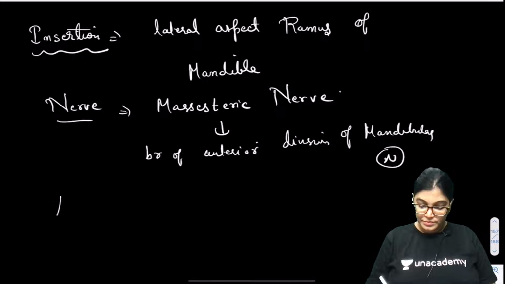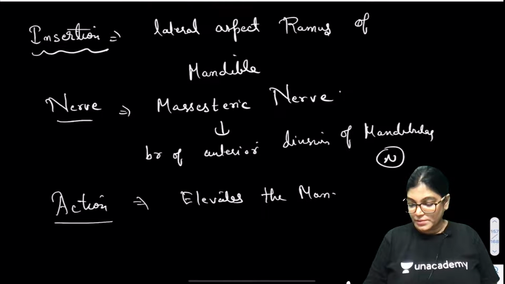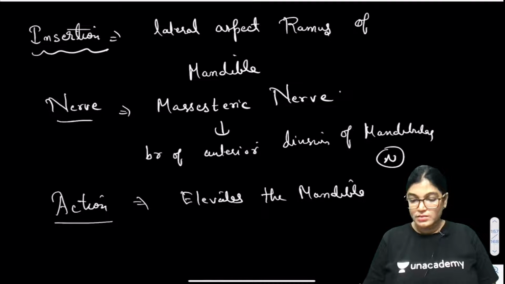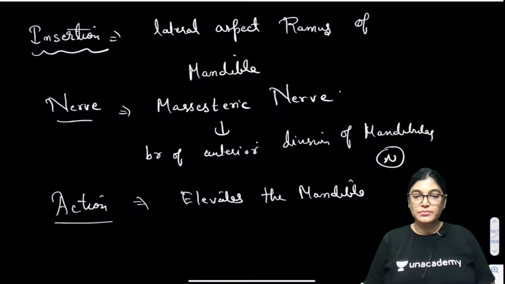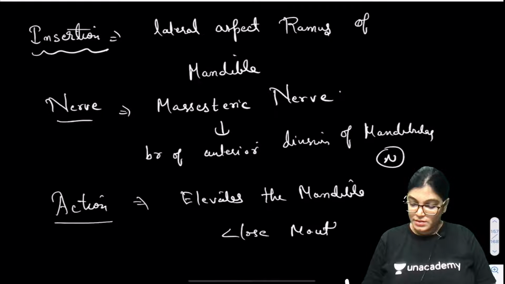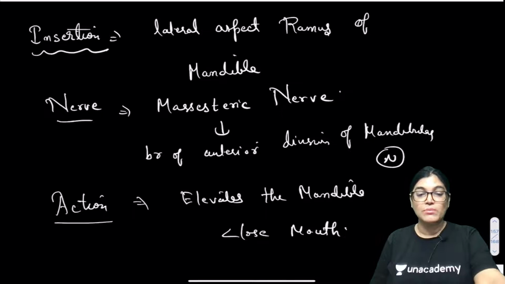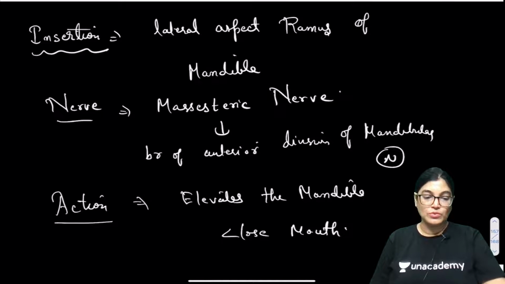Action: it elevates the mandible, that means it closes the mouth. Masseter muscle elevates the mandible and closes the mouth.